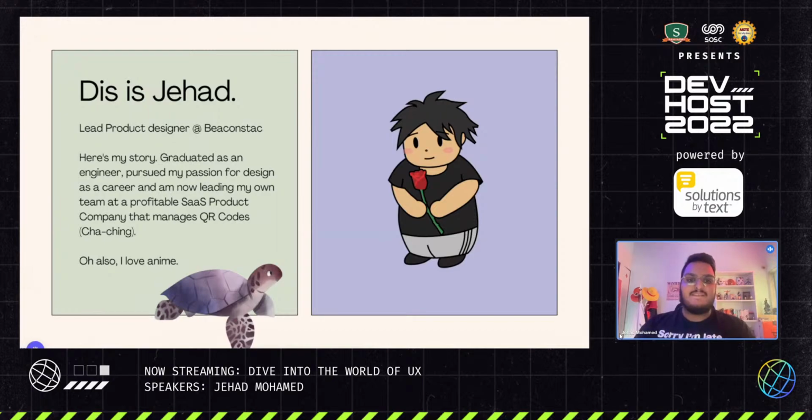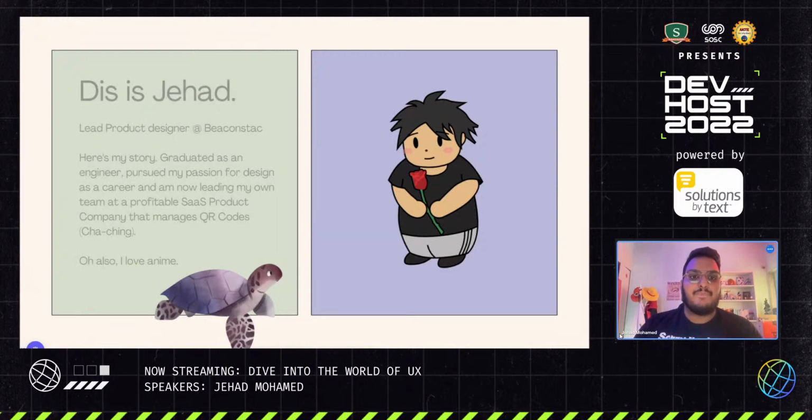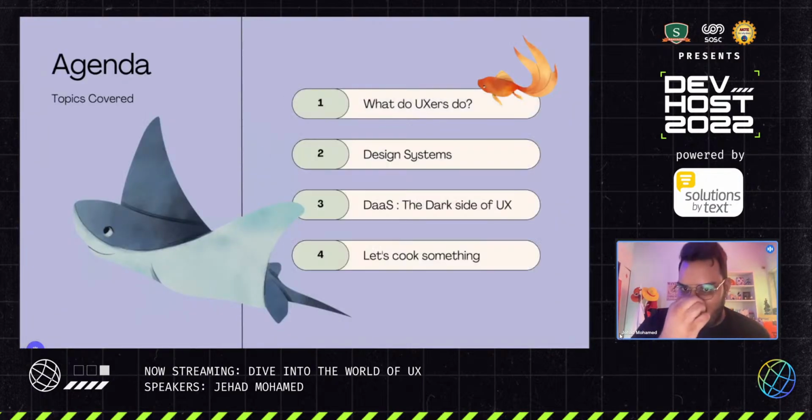So about today's session, the focus will be initially on what UX is and what UX designers do. But then I will deep dive into two topics which, as engineers and designers, both should know about. One is design systems, the other one is a concept known as DAS. I'll explain that. And then we'll try out the workshop part of it. We'll try out making something on Figma.